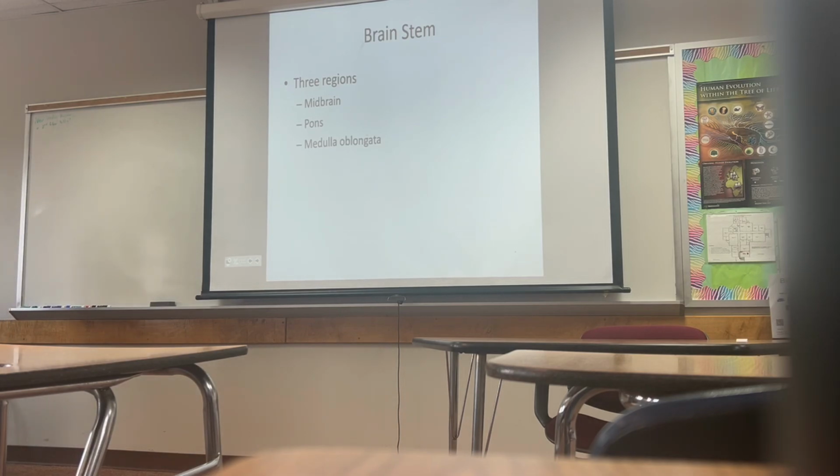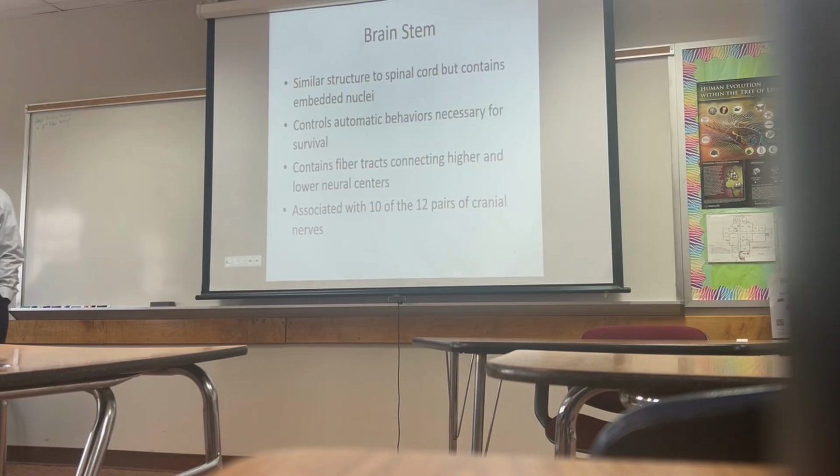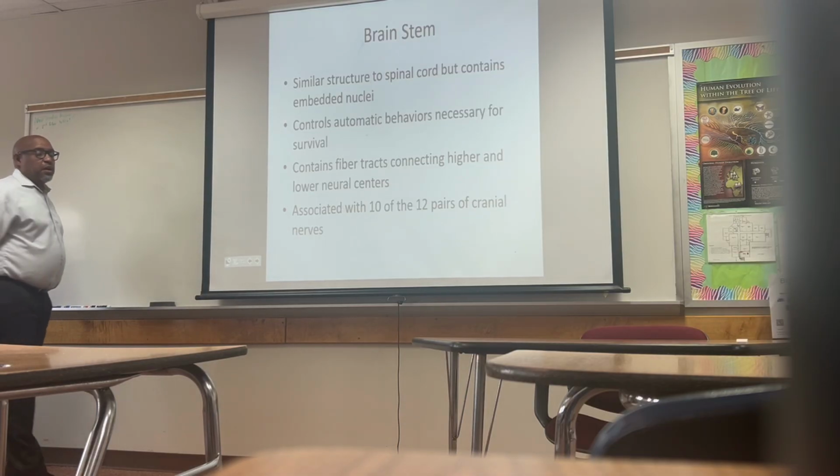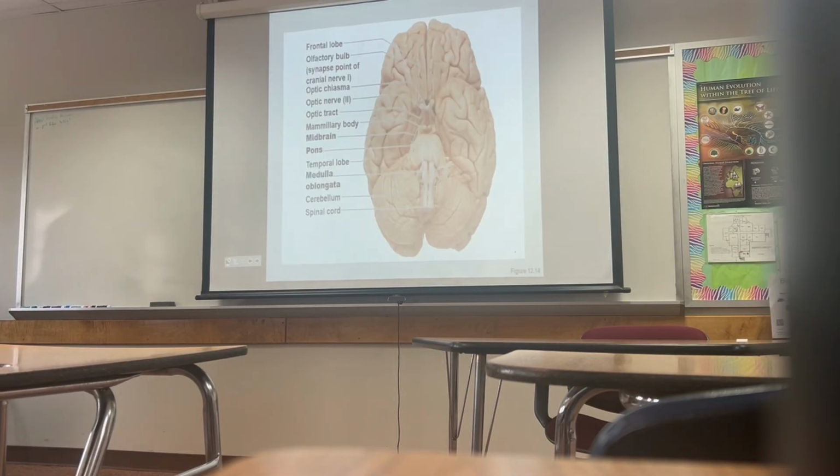All right. So three regions of the brain, you already know, guys: midbrain, pons, medulla oblongata, you see it on the sheet. These are parts of the brainstem. With the brainstem, there are 10 to 12 cranial nerves that we'll talk about later. This shows a picture of the brainstem.